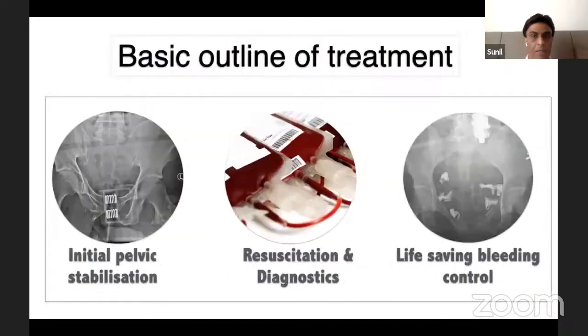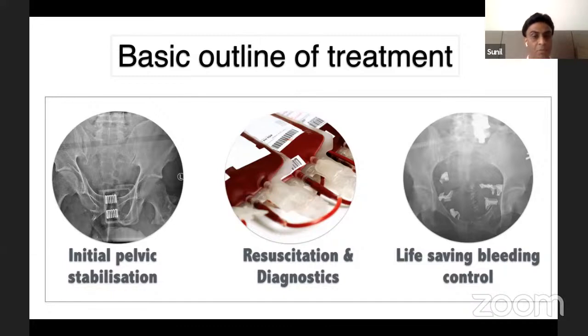undue delay. So if you look at the basic outline of emergency treatment in a bleeding pelvic injury, it sort of revolves around these three facets. You need to achieve immediate pelvic stabilization by external devices, which create a tamponade and creates the first clot, which is the most effective because subsequent clots will not be as effective because you tend to use up all your coagulative resources. And resuscitation has to happen concurrently.